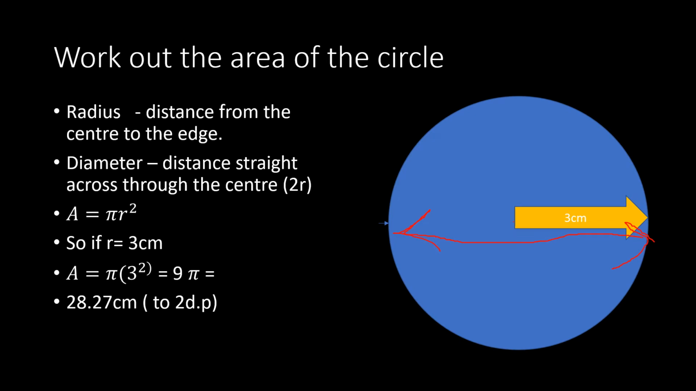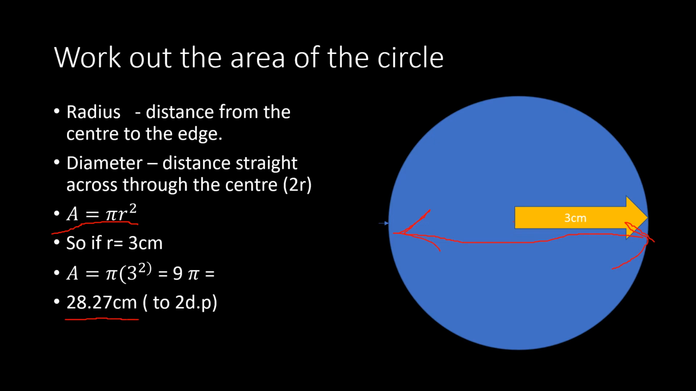We know that the area equals pi r squared. So if r is 3, we can do area equals pi times 3 squared. 3 squared, or 3 times 3, is 9. Multiply that by pi, and we get our answer.